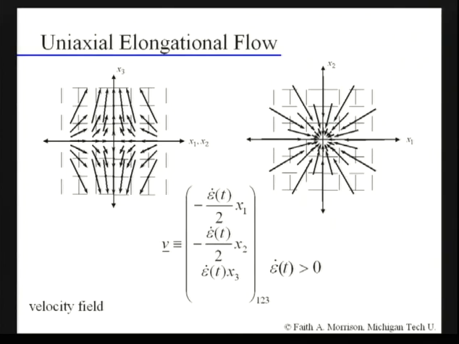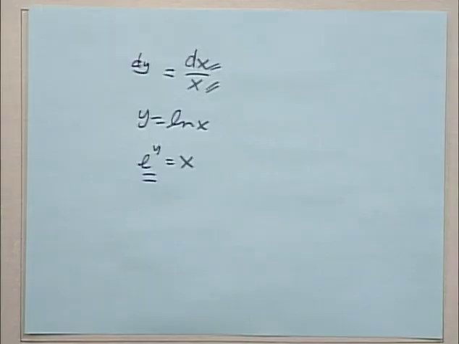dx over x equals dy, you get y equals natural log of x, or e to the y equals x. You get the exponential when the changes are related to the position itself. And that's what's going on in this problem. The details are in the book.